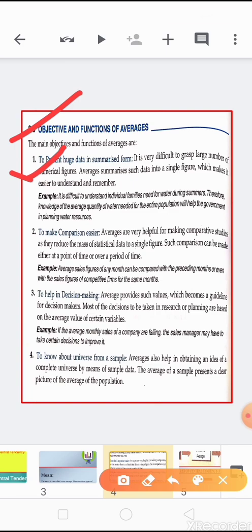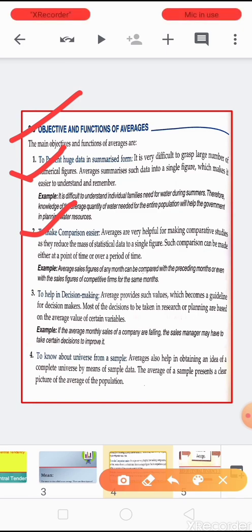For example, children, if a comparison of the per capita income of India and USA shows that the per capita income of India is much lower than that of USA, accordingly it is concluded that India is a poor country. So basically, it facilitates making comparisons easily.